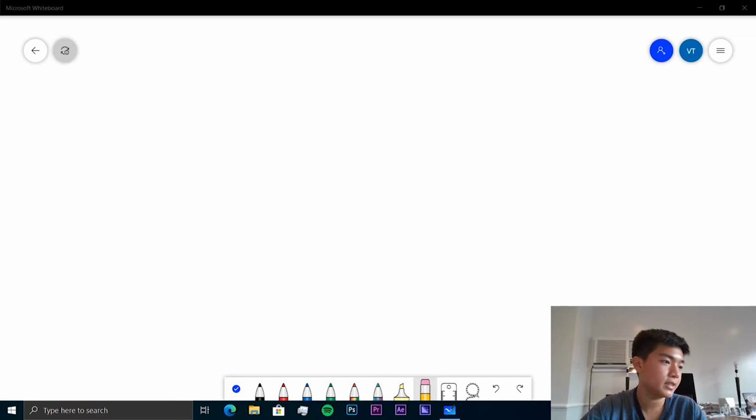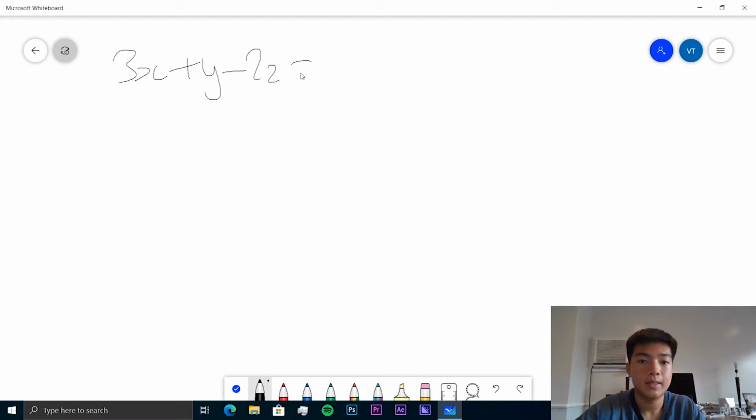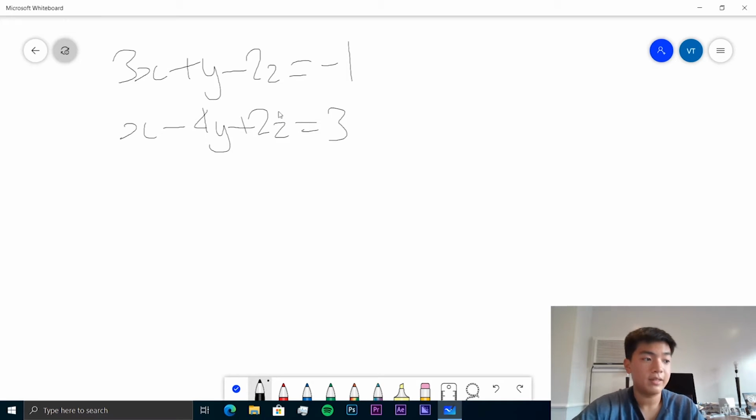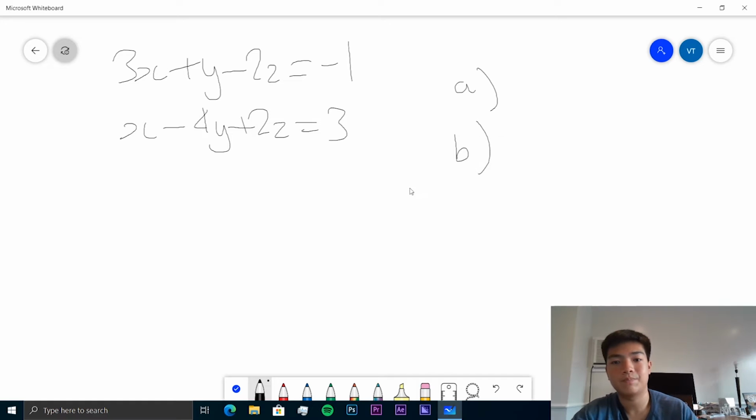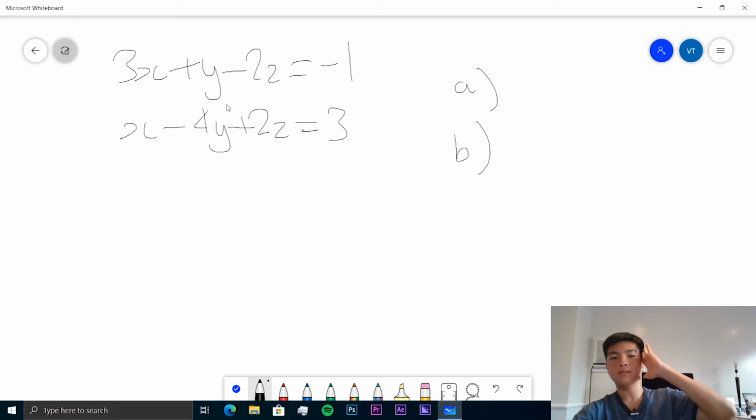With those three cases covered, let's jump into some questions. The first one: the planes 3x plus y minus 2z is equal to -1, and x minus 4y plus 2z is equal to 3 are given, so we need to find the equation of the line of intersection and determine the angle between the two planes. Okay, find the equation of the line of intersection. How are we going to do that?